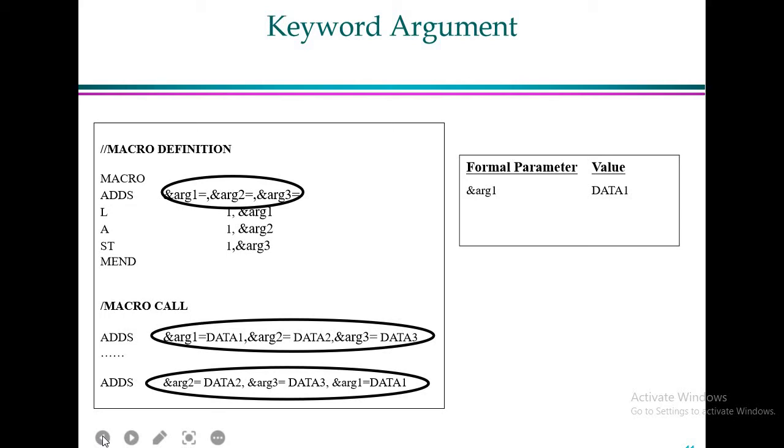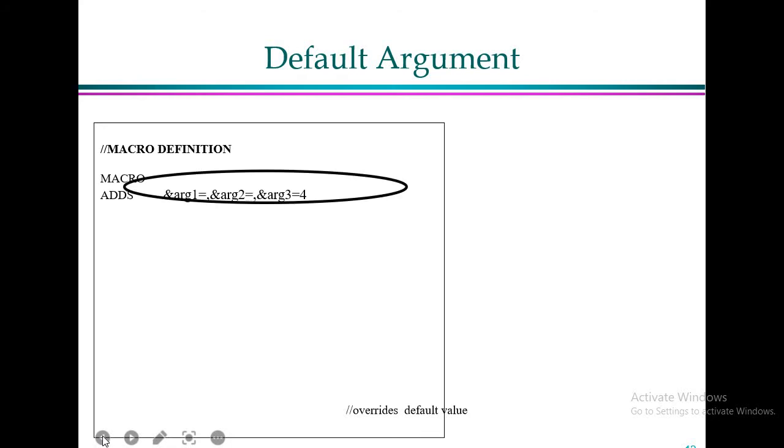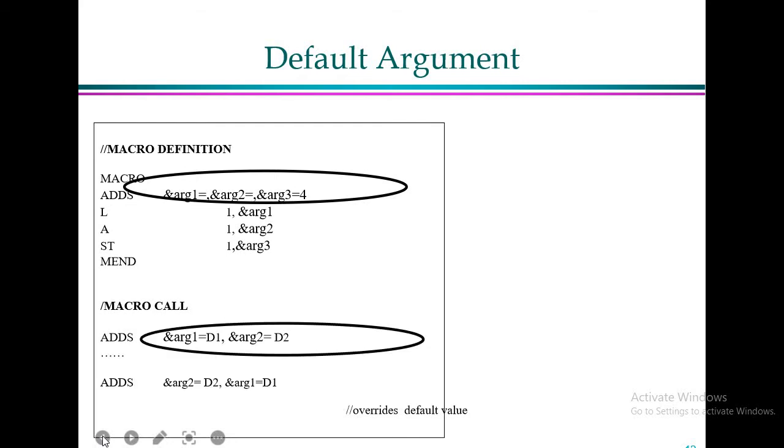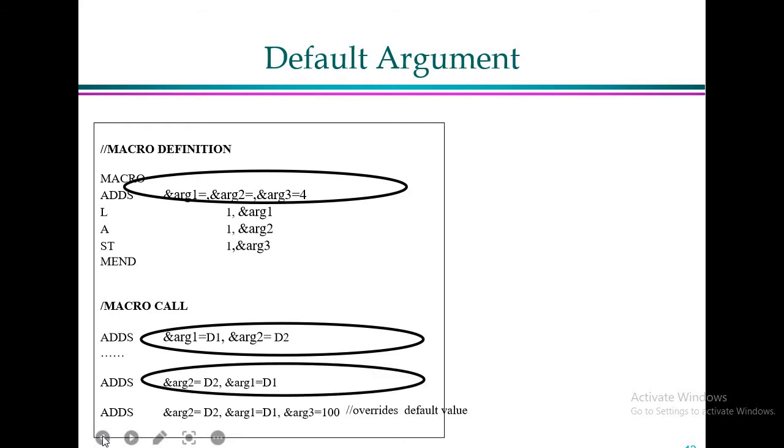Now see, what are the formal parameters which are present here? Argument 1, argument 2 and argument 3. The value of argument 1 is data 1, or the actual parameter of argument 1 is data 1, argument 2 is data 2, argument 3 is data 3. Last one is default argument. So here argument 1, 2 and 3 are the formal parameters. Now in the macro call, argument 1 is equal to d1 is given, argument 2 is equal to d2 is given. In the second case, argument 2 is equal to d2, argument 1 is equal to d1 is given. That means you can override the default value. This is nothing but the default argument.